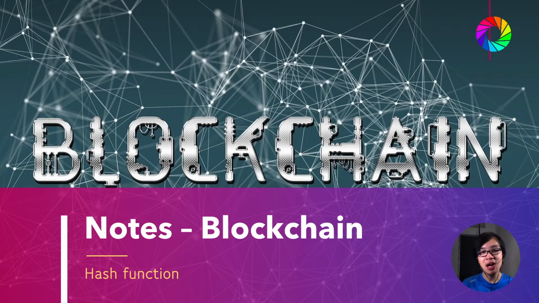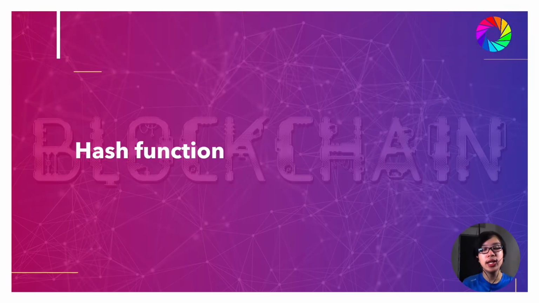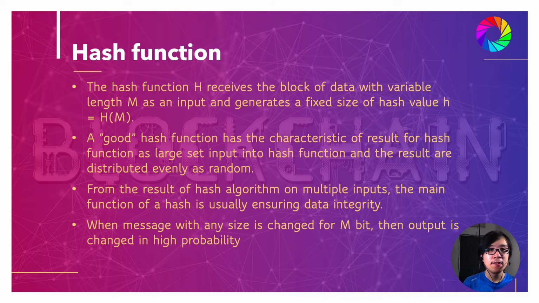Beside that, that is about the hash function. In the hash function, there is a function to process the data. To make the whole data, it will generate the fixed length value. So that means the hash function receives a block of data with a variable length of m as an input. The m is message, right? Variable length of message as an input. So it will generate a fixed size of hash value.